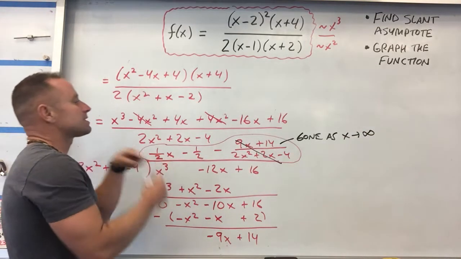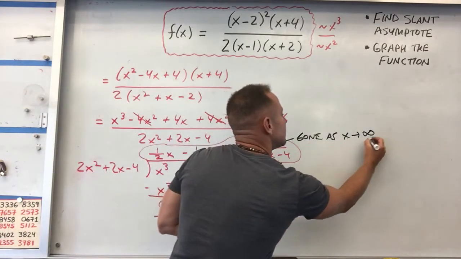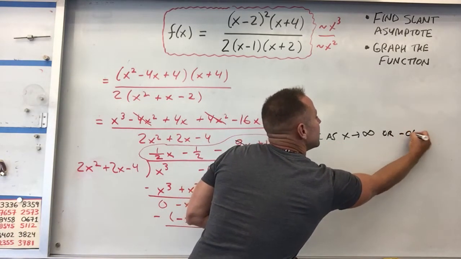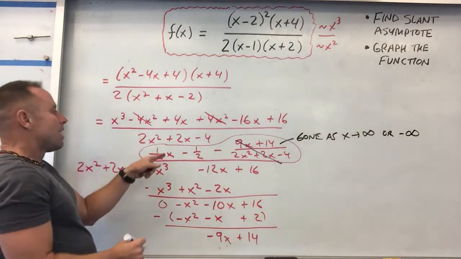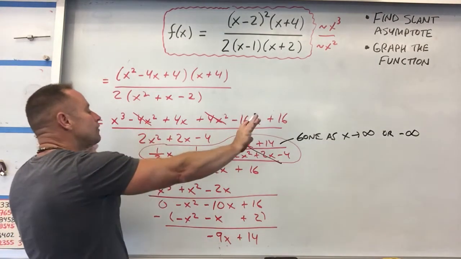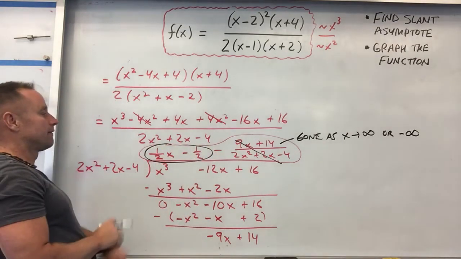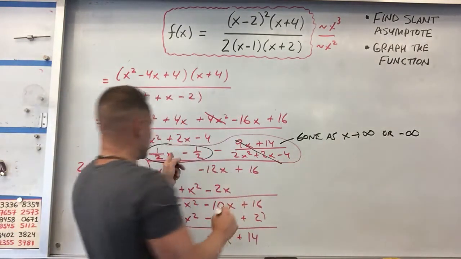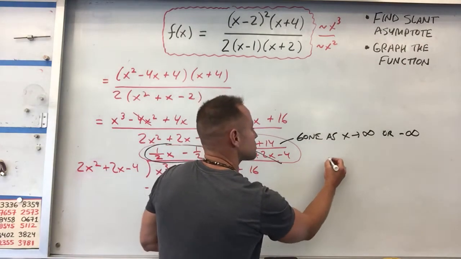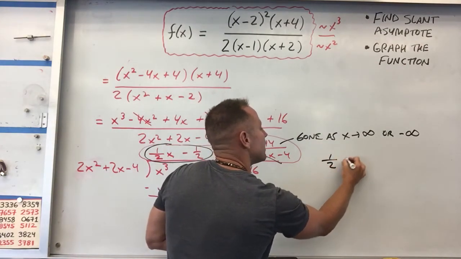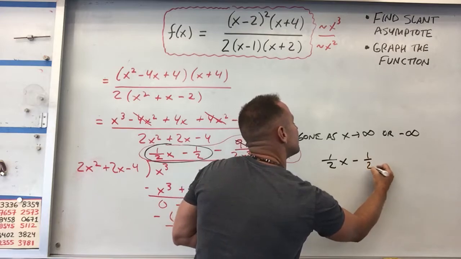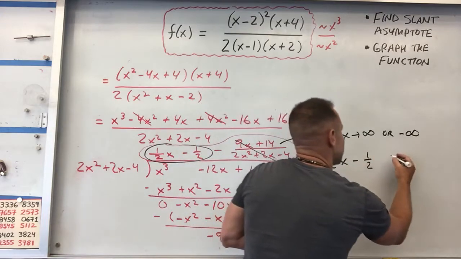And so what you see is as x gets big, or minus infinity, the value of x gets huge and the function is just going to approach this function, which is just 1/2 x minus 1/2. So 1/2 x minus 1/2, that is your slant asymptote.